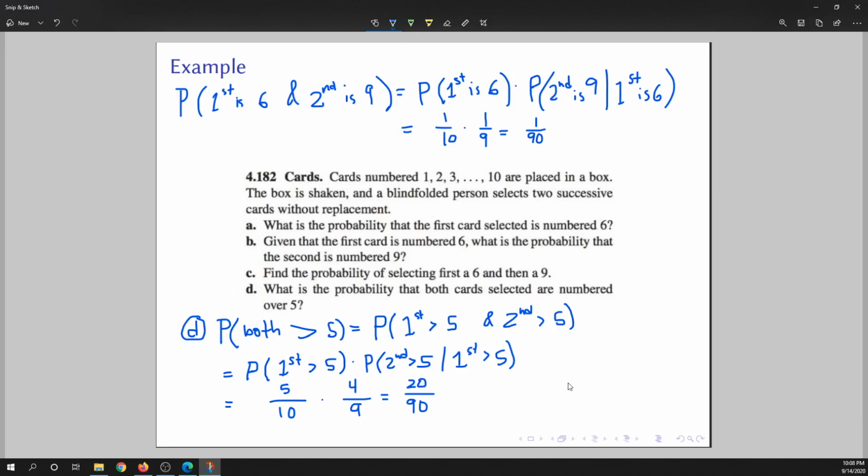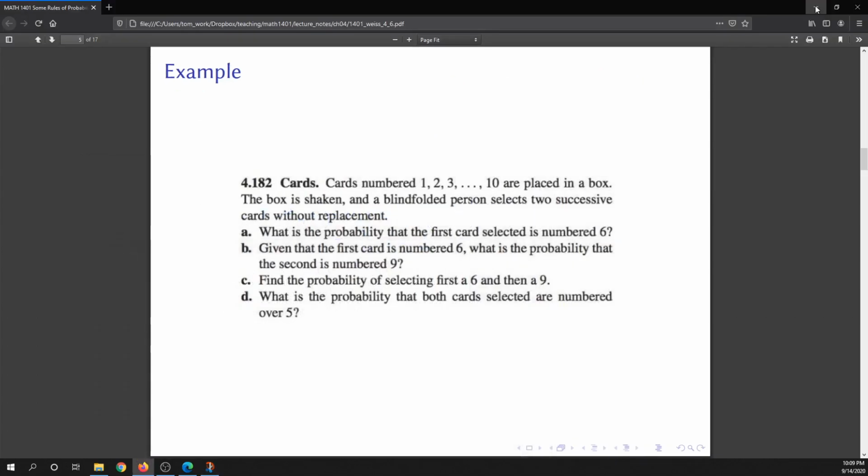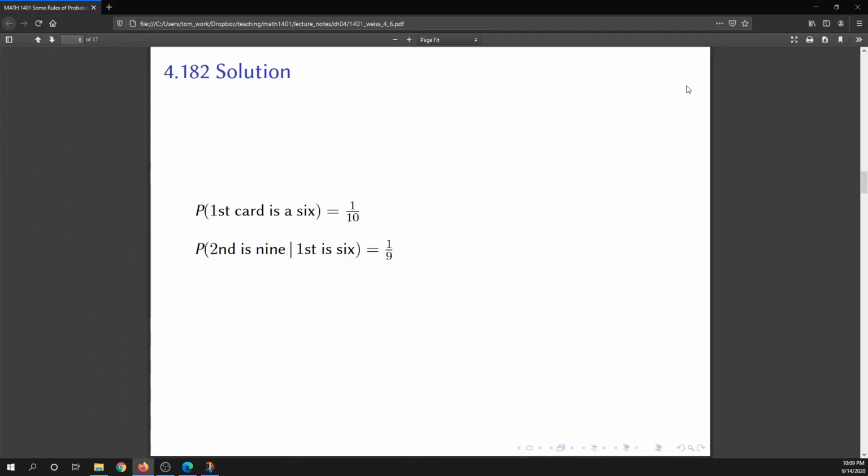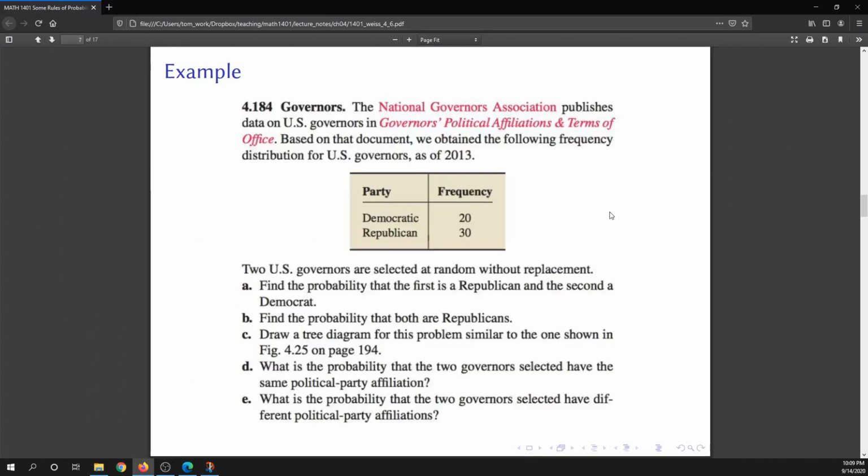All right, and that is it for 4.182. I think we are going to stop there, and we will, in a separate video, work this problem 4.184.